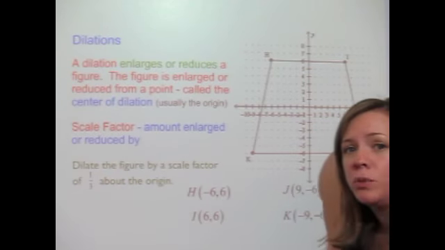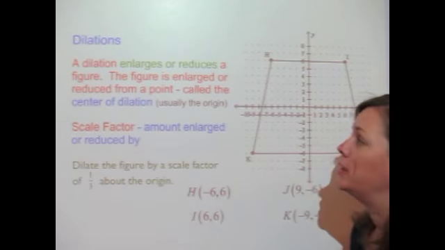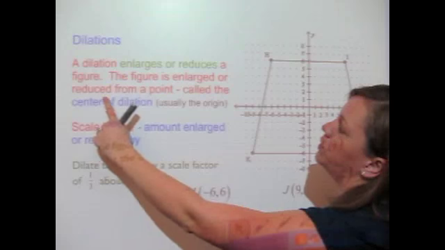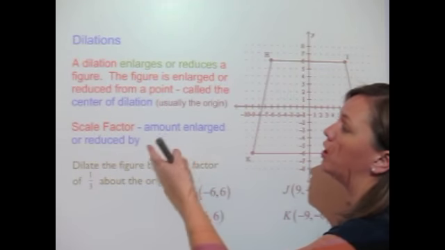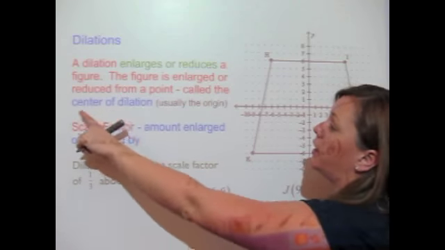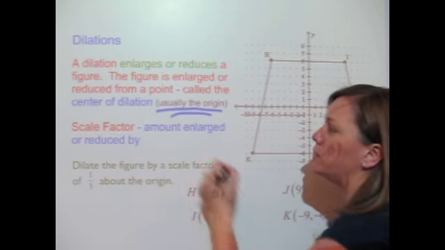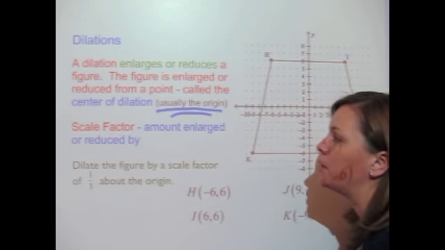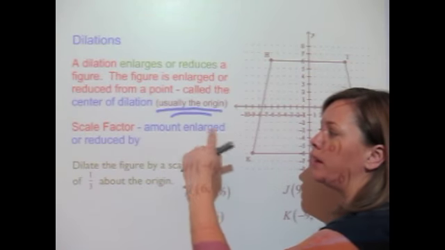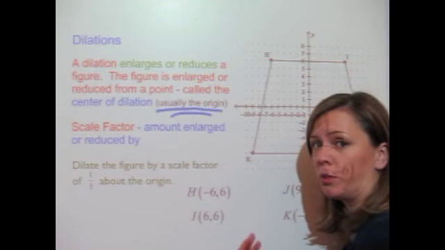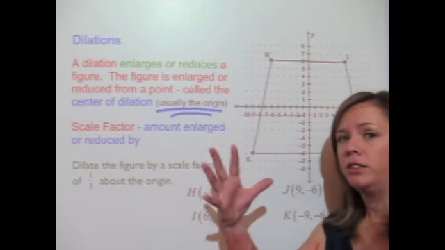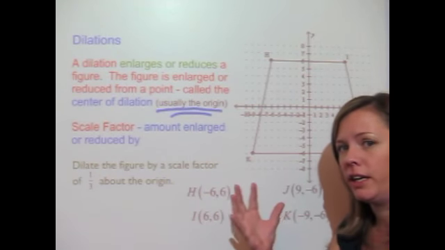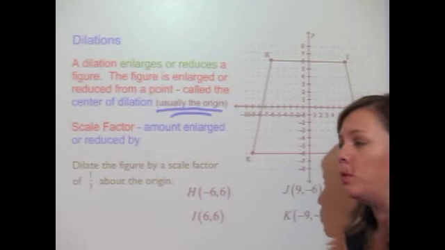All right, last one is the dilations. And a dilation is when you enlarge or reduce a figure, and the figure is enlarged or reduced from a specific point, which is called the center of dilation. And again, that center of dilation is almost always going to be the origin, at least for the problems that we look at on the Ames. The scale factor is what we enlarge or reduce your figure by. So for example, if we doubled our figure, the scale factor would be 2 if it was twice as big. If we cut it in half, then your scale factor would be 1/2.